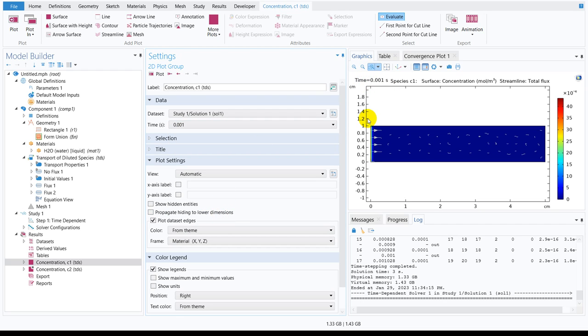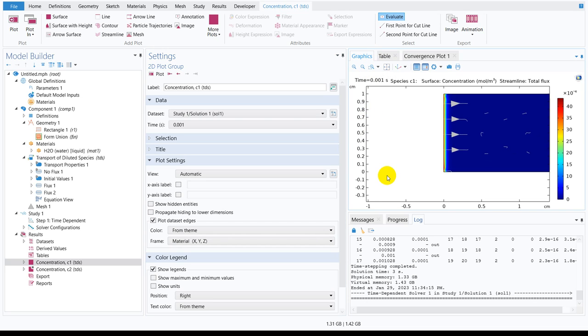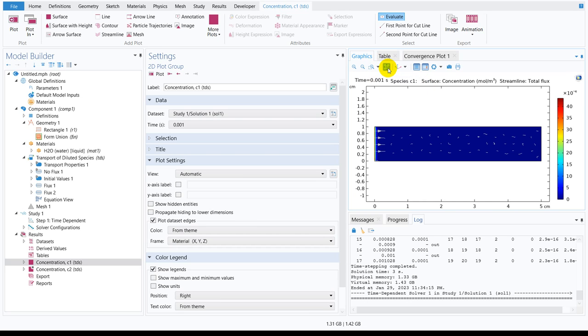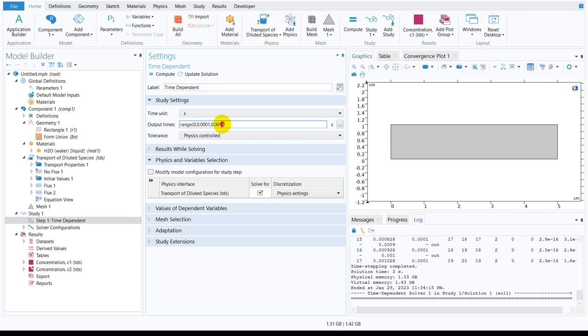1 millisecond, we don't see enough changes in terms of the concentration profile, because this is not enough to transport, because it is happening via diffusion. So what we can do, we can increase the time. Suppose now I want to solve it for 100 seconds and keep it 1 second as interval, then again I compute.